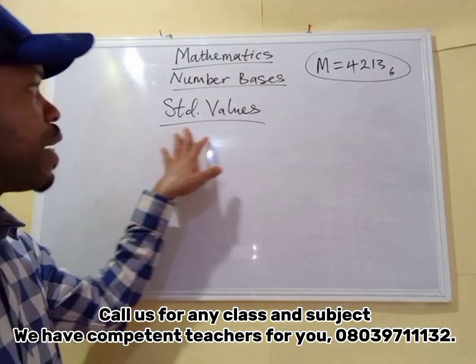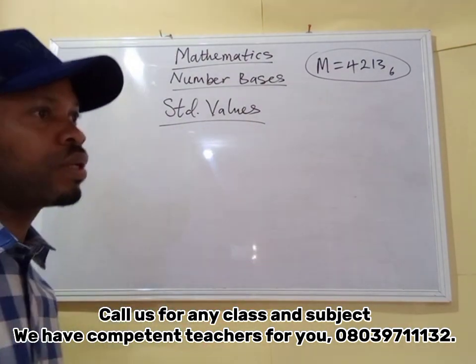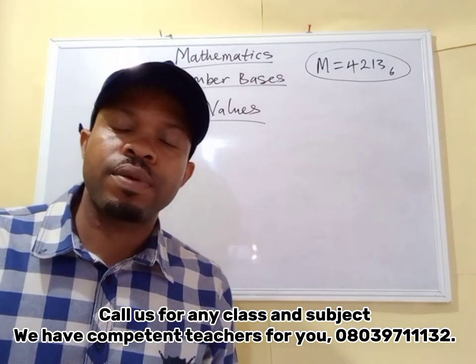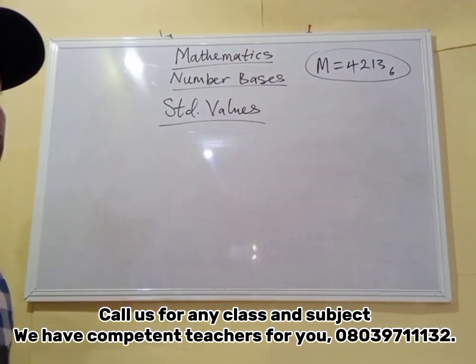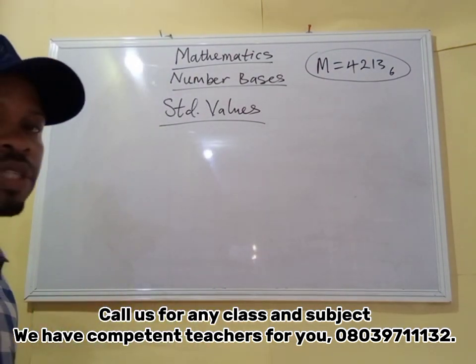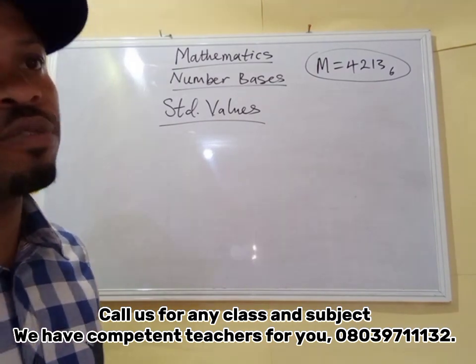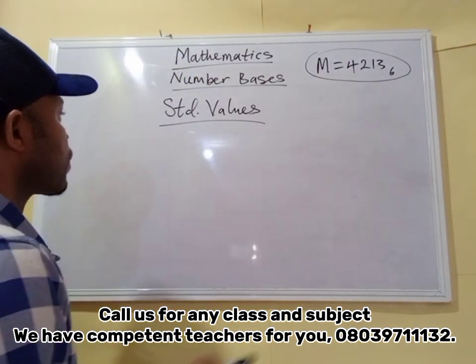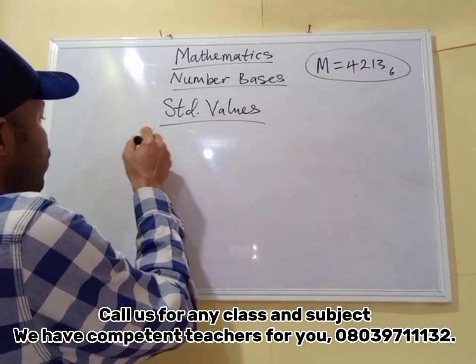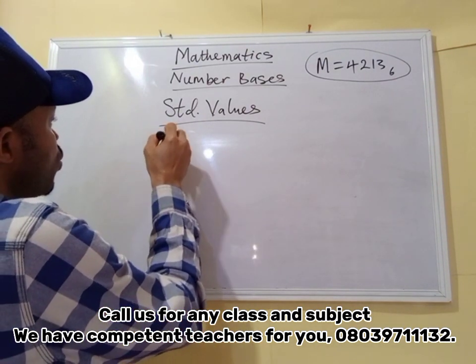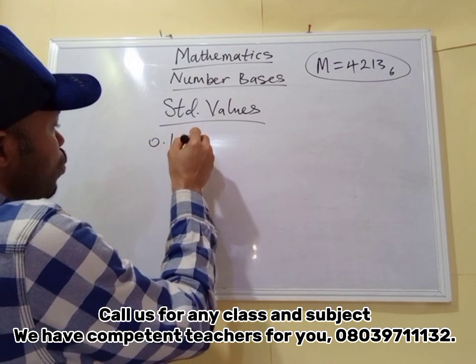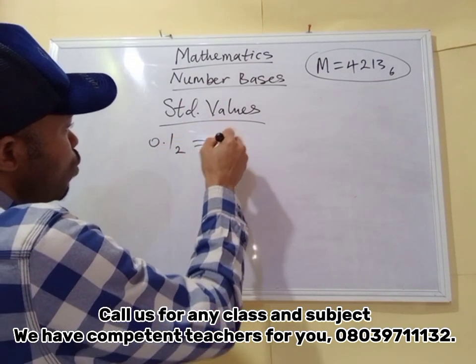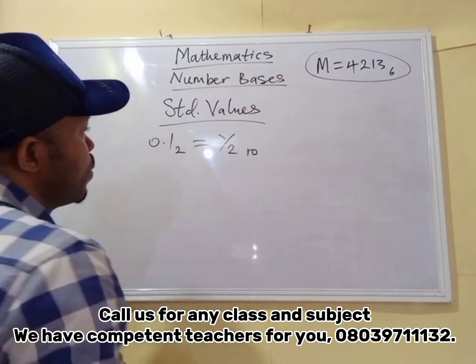Alright, let's look at some standard values. Standard values meaning when you have a particular number in a particular base and you are converting to a particular base, what it's going to give you is fixed. So the first standard value, we have 0.1 base 2. It's going to give us 1 over 2 base 10.